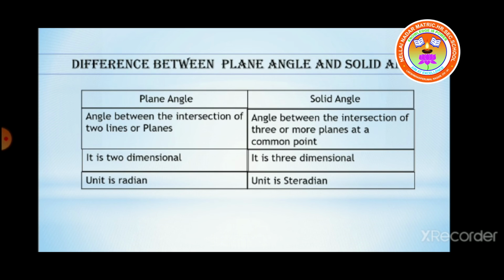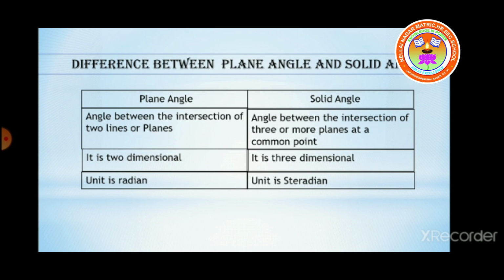For plane angle, the unit is radian. For solid angle, the unit is steradian. It is an important 2-mark question. Write the difference between plane angle and solid angle. Plane angle is between two lines. Solid angle is between 3 or more lines or planes. Plane angle is two-dimensional. What about solid angle? It is three-dimensional. What is the unit of plane angle? Radian. What is the unit of solid angle? Steradian. Do you understand, ma'am?